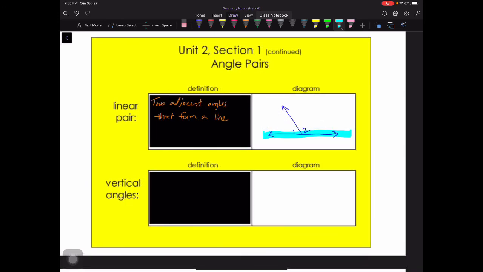So now we have vertical angles, which are two angles whose sides form two pairs of opposite rays.